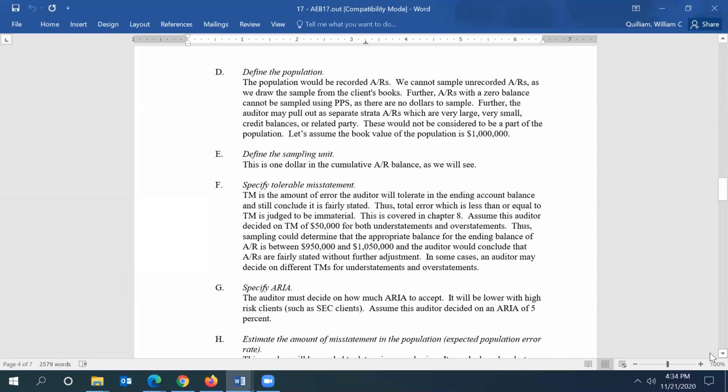Then E, we will define the sampling unit. That's $1 of the cumulative accounts receivable balance, as we'll see. So again, the larger the individual customer's account receivable is, the more dollars are in it. So the more likely it is to be picked by random numbers, because we'll match random numbers up to these individual dollars.